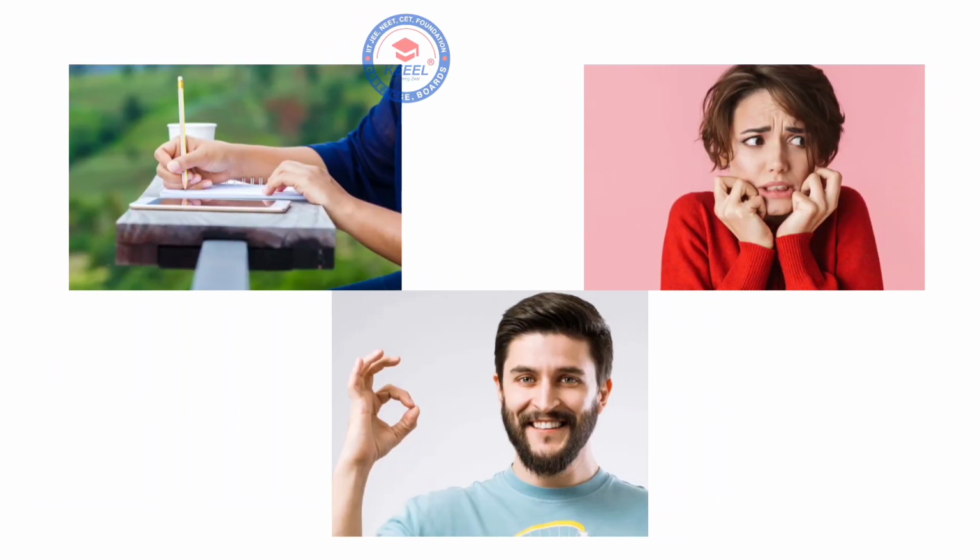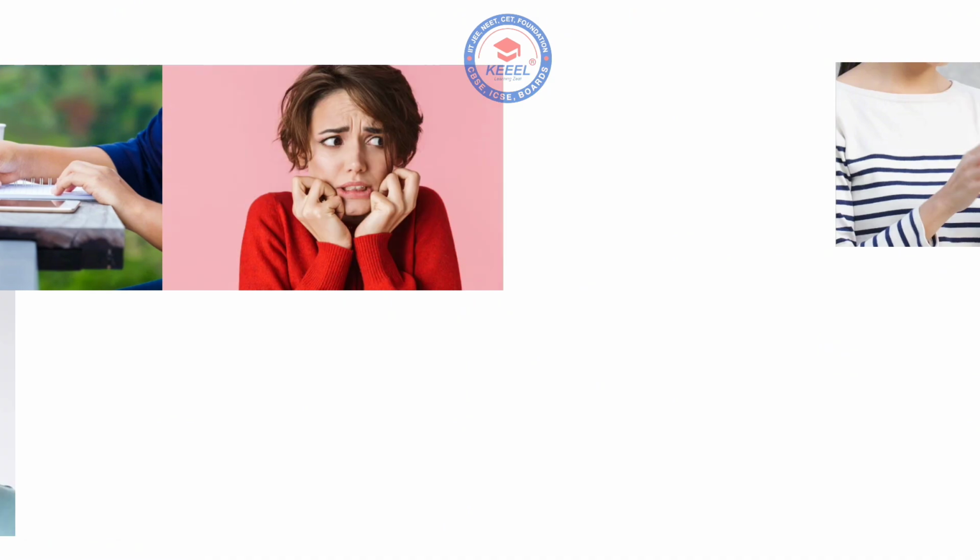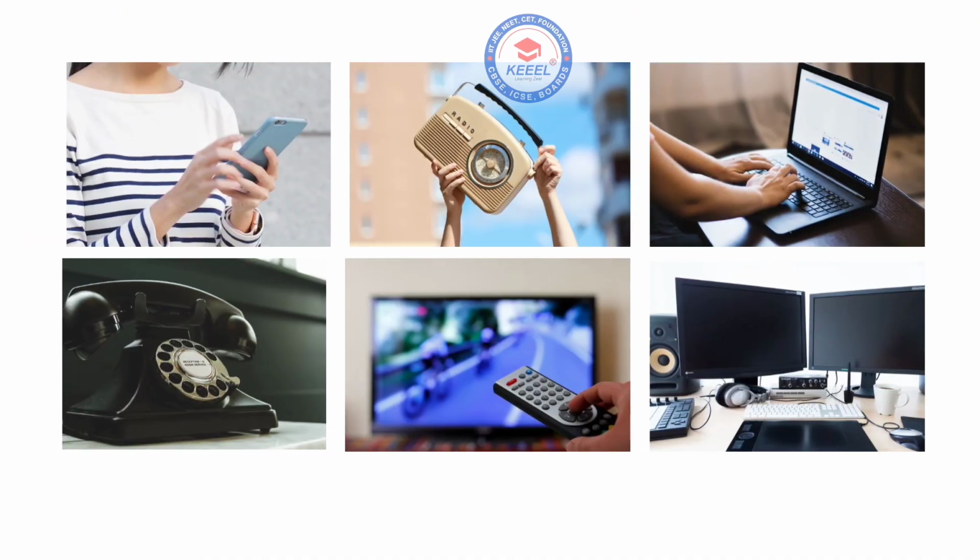We use words like talking or writing, facial expressions like smiling or frowning, gestures like shaking hands or showing thumbs up. We also use telecommunication devices like telephones and mobile phones, radio and television, computers and the internet. All of these help us send and receive messages quickly, even from far away places.